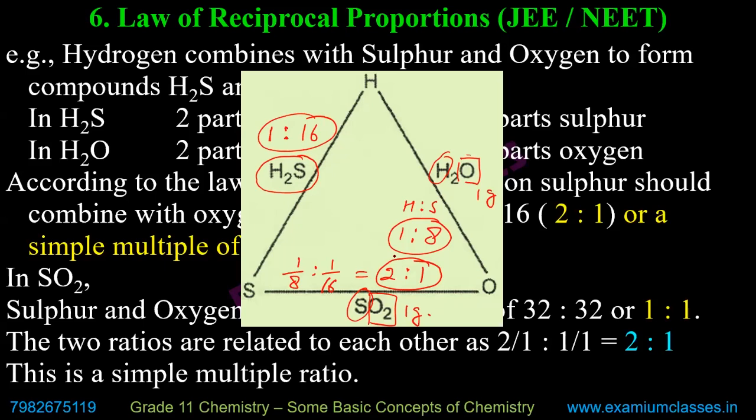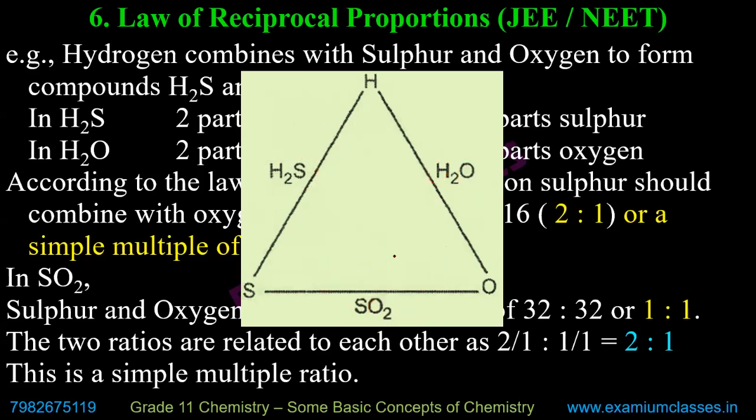Sir, if we did it with H2S and H2O, what we would have done first is find the ratio of S and H2, then the ratio of O and H2, and then compare S and O. Yes, S and O only, because here you have hydrogen common. So whichever is common, you will fix that one.